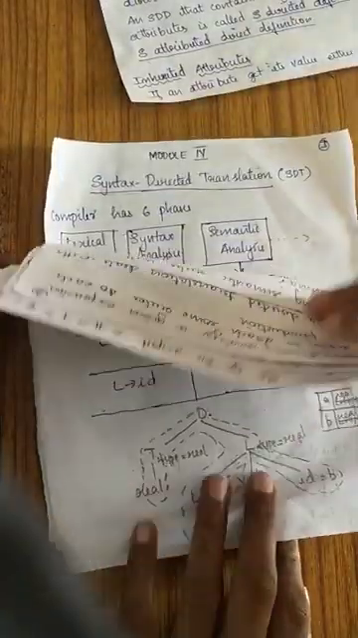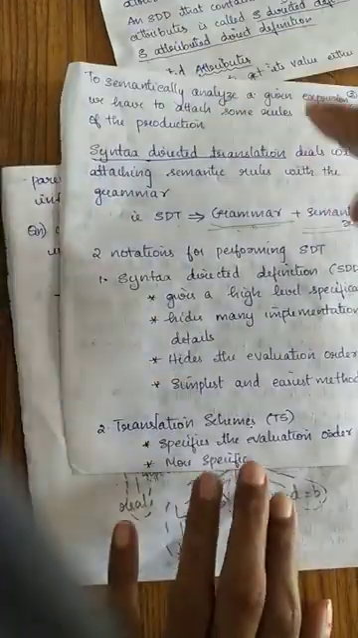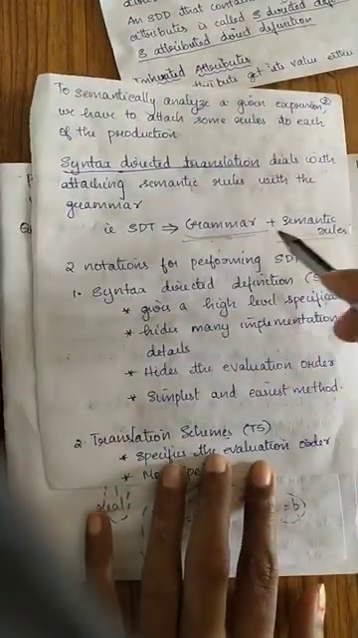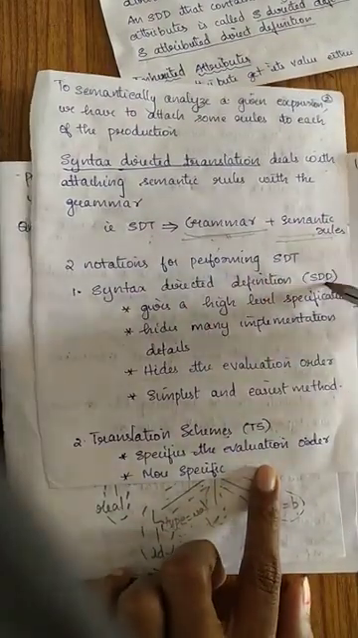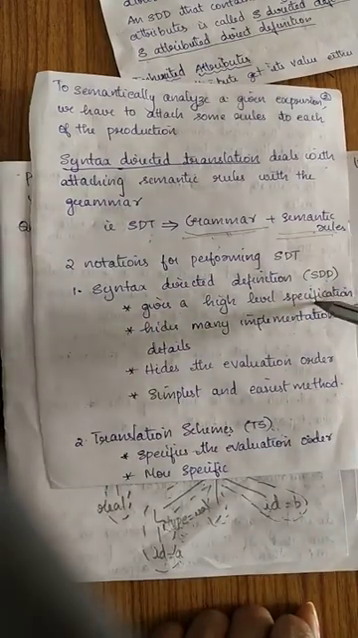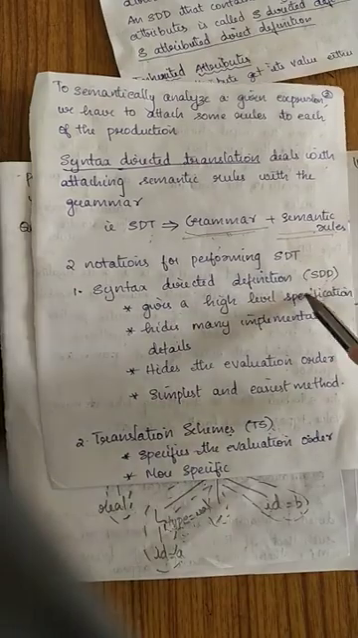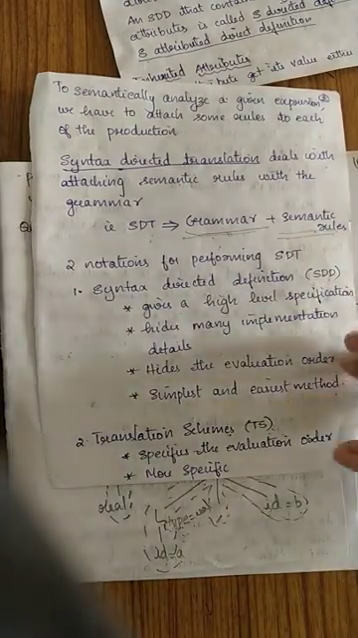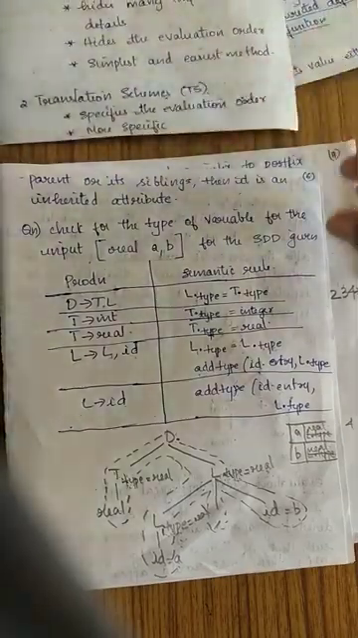The first term you have to keep in mind is what is a syntax directed definition. A syntax directed definition is a grammar and a semantic rule. And for syntax directed definition, there are two notations, SDD and translation scheme. So we have studied only what an SDD is. Translation scheme will be studied later. So we studied what an SDD is.